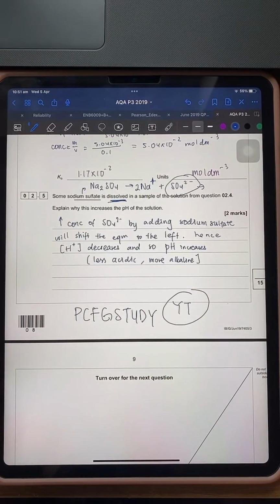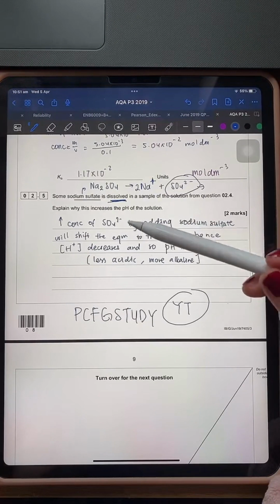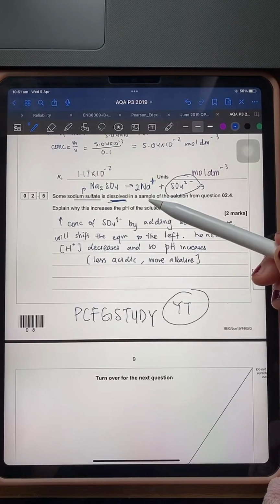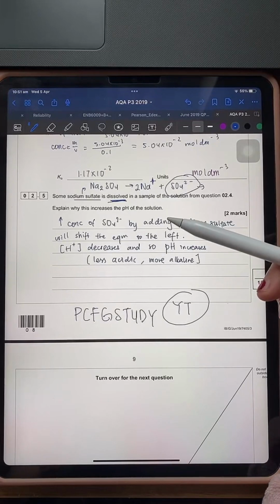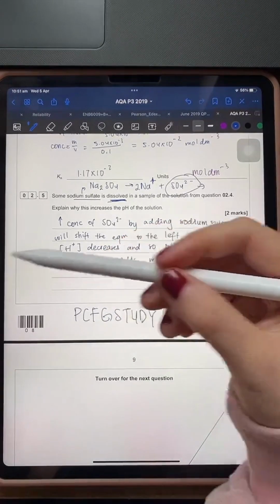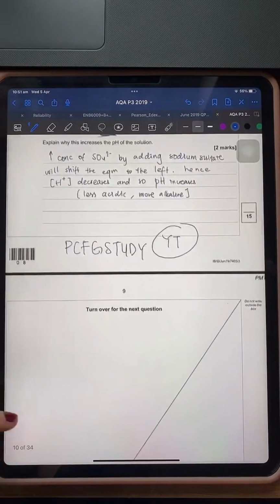So you don't understand why the left side would be more? The left side will be more because of the Le Chatelier principle. Le Chatelier principle states that if you increase the concentration, it will shift to the other side. Yes, so it shifts to counteract the change. That's right. Okay, next question.